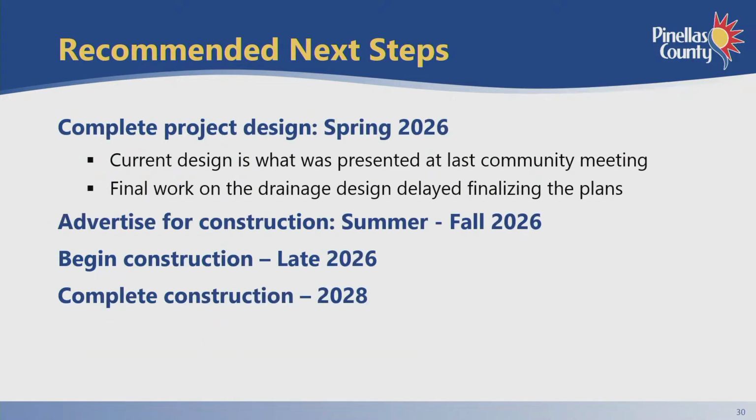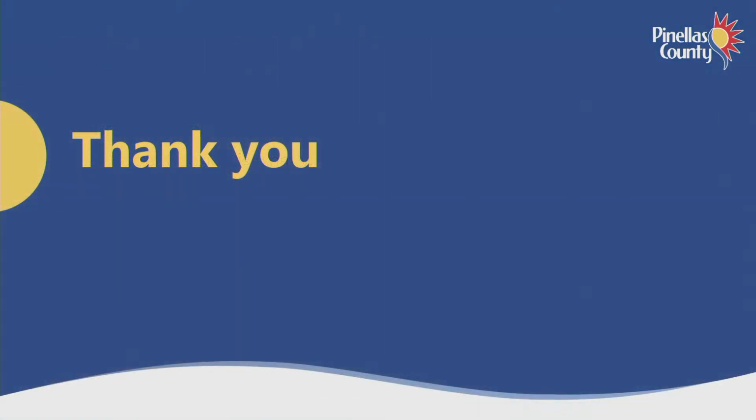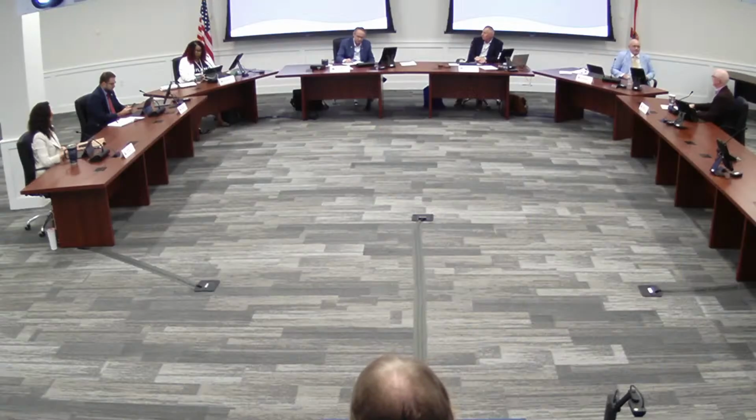And then, our recommended next steps: we're completing the design. We intend to complete the design by spring of next year. Still finalizing work on the drainage design. There's still quite a bit of work to do there. If we hold to this schedule, the intent is to advertise for construction next summer, begin construction late 2026, and then construction duration for this type of project is about 2 years, so we'd be looking at construction completing late 2028. With that, thank you for your time and happy to answer any questions. Questions?